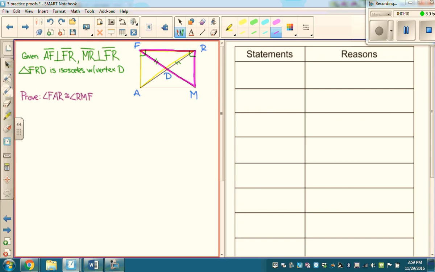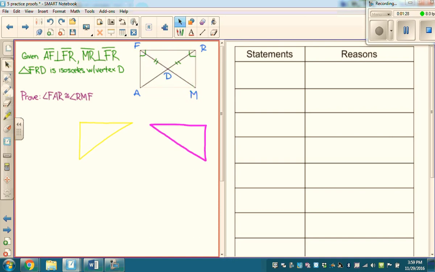And so in looking at all that information, I have to process it all, and it looks to me like I'm going to use overlapping triangles. So when I pull that out, I have this triangle and this triangle, and I'm going to try to show you how I'm going to put the letters to this. So the left triangle would be FRM, and I have that right angle here, and the right triangle is RFA, and I have that right angle here.